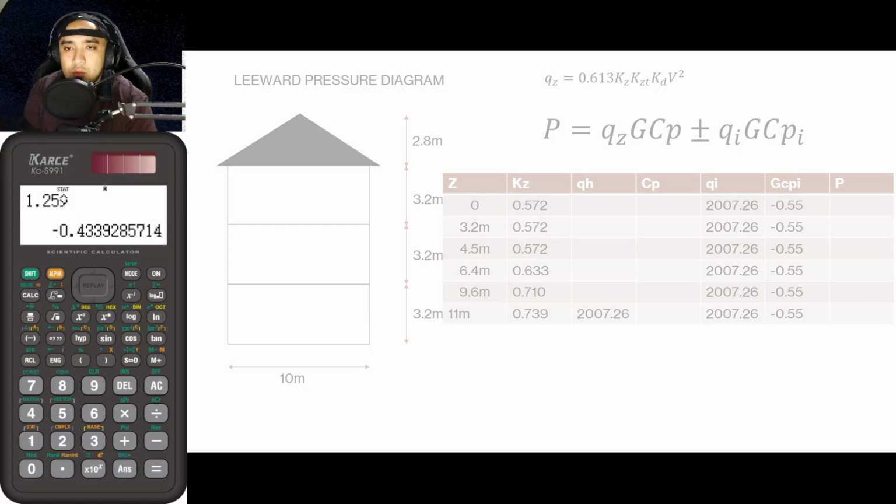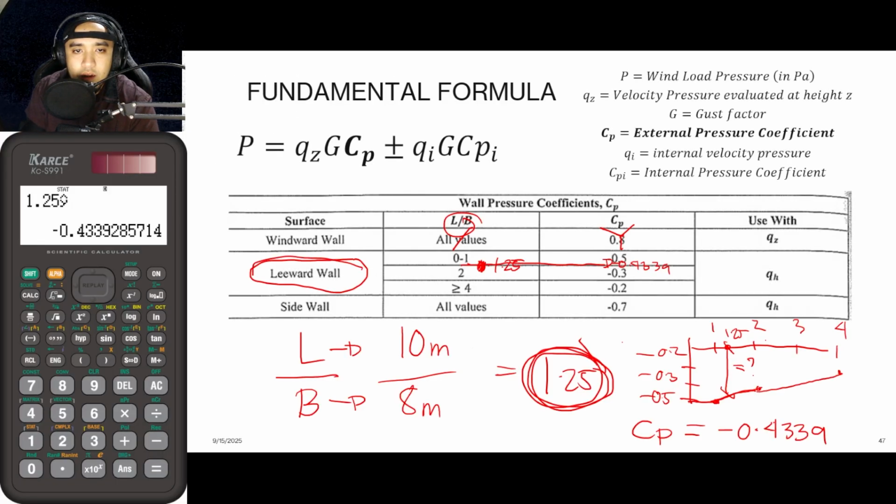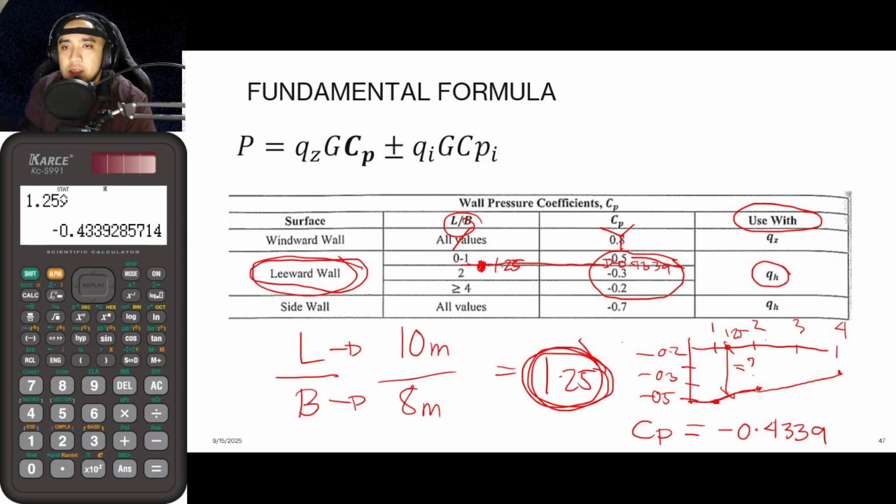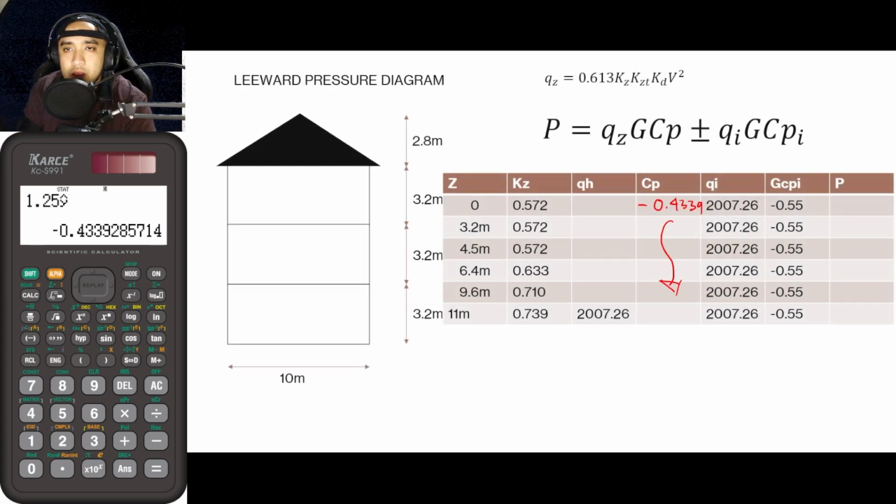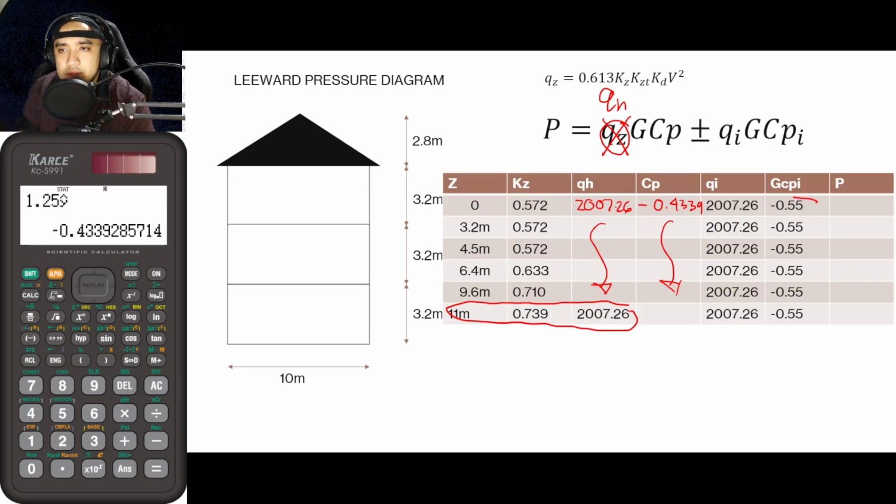Okay? However, guys, if you go back to this table, it is indicated here that this value for CP, whatever we will be solving, must be used with the value for QH. Okay? So, meaning that in this previous equation, this QZ must be QH. That is why I erased these values here. So, from that, guys, this is the value for QH that we have solved for earlier, which is now 2007.26. Same throughout.